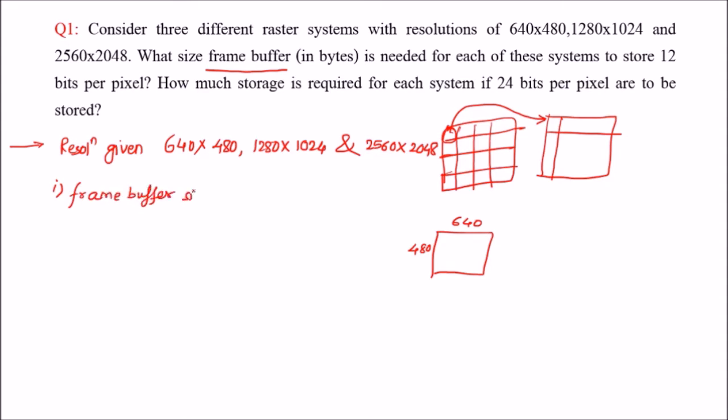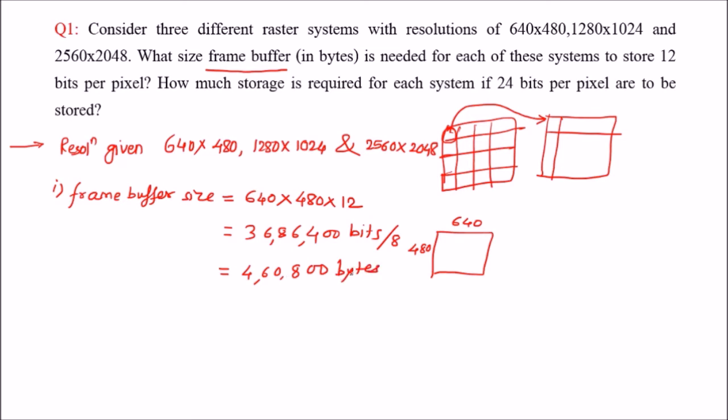So frame buffer size is equal to 640 by 480 into 12 bits. So this answer will be 3686400 bits. We have to calculate in bytes, so we have to divide this value by 8. So divide by 8, we get the answer as 460800 bytes.